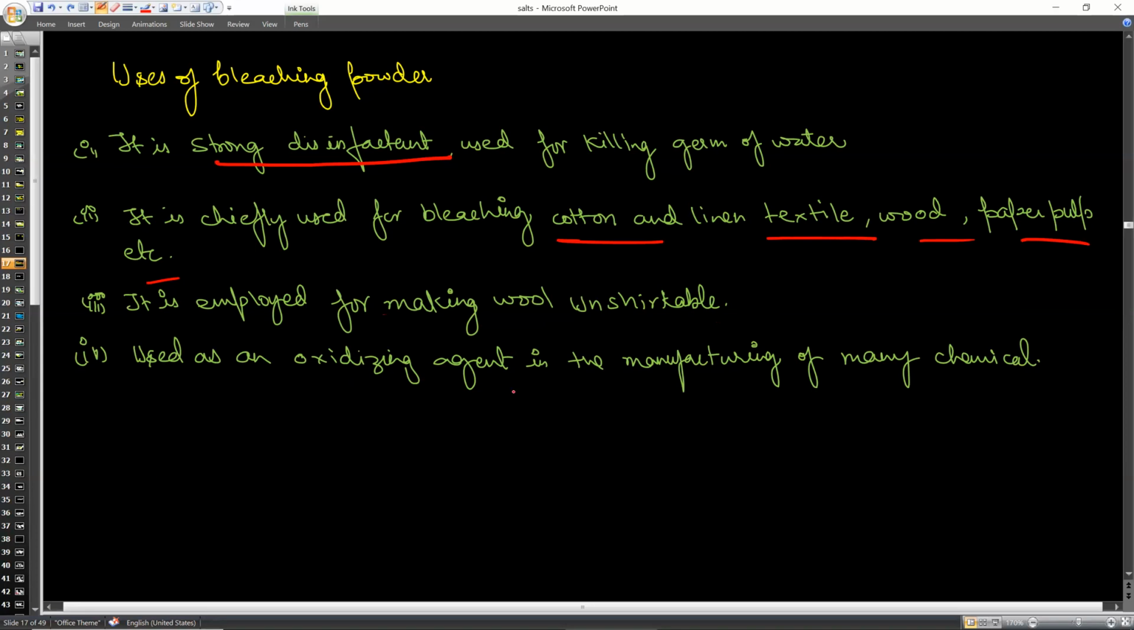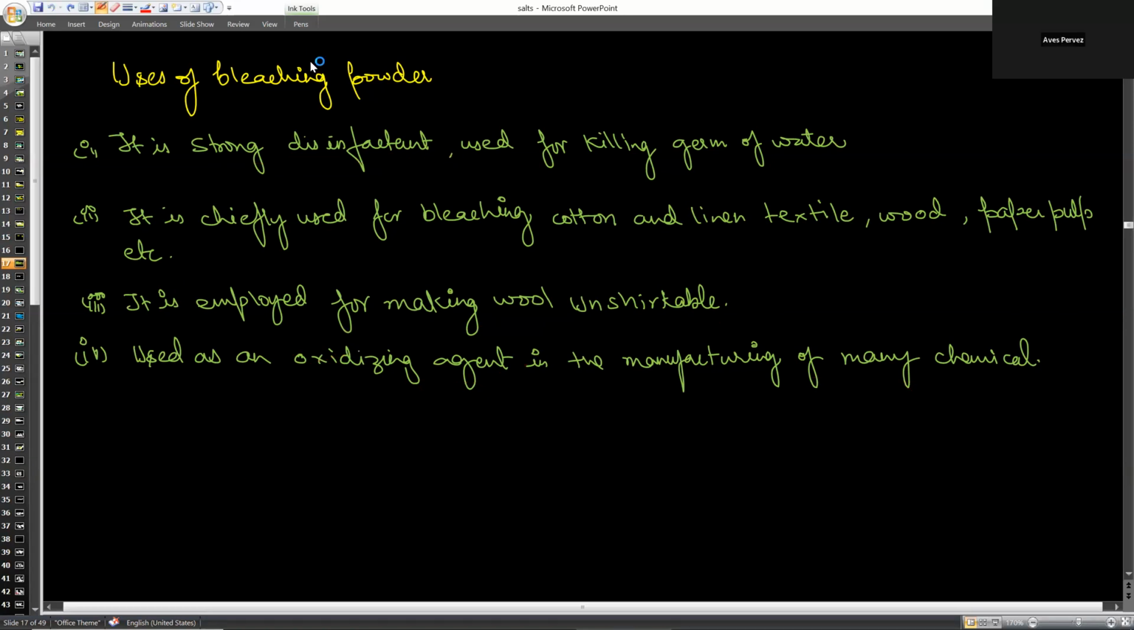And it is used as a strong oxidizing agent in many chemical reactions. Why is it used? Because it can easily remove the electron from one, or it can add the electron to the one, so it brings about the reduction. So it is actually used as a strong oxidizing agent. Keep in mind that it is used as a strong oxidizing agent. Understood this one?